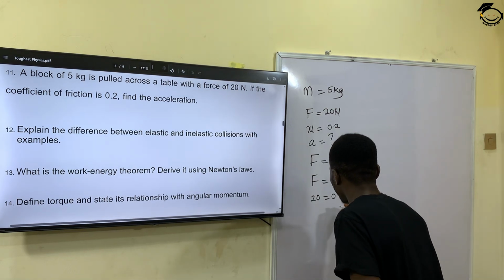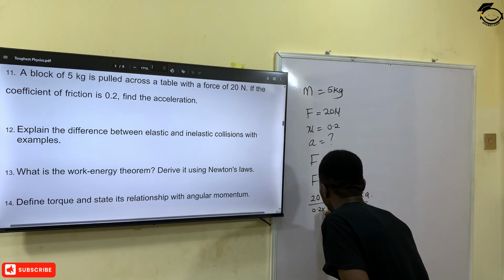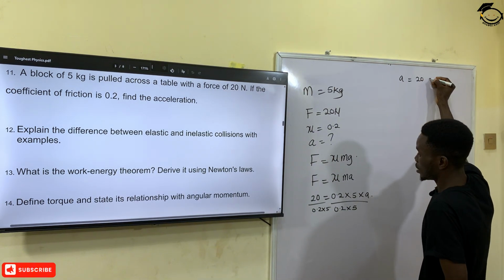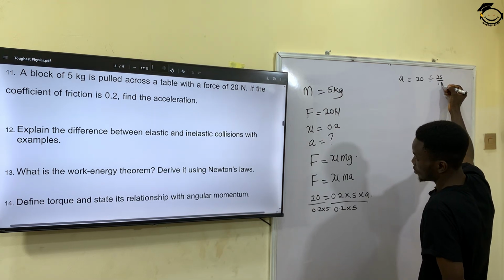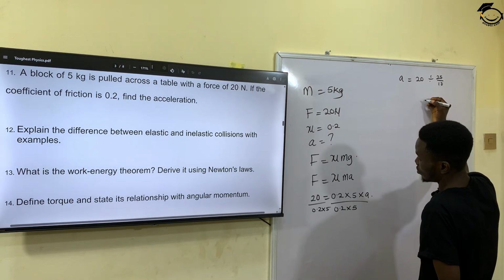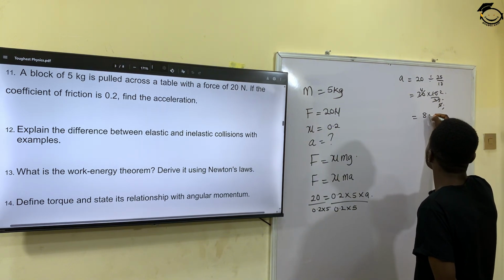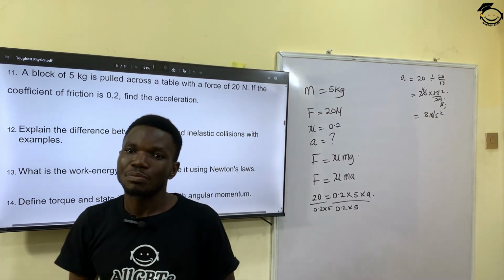So this is the same thing as saying that I divide both sides by 0.2 times 5. So I have my A equal to 20 divided by 25 over 10. So this will give me 20 times 10 over 25. 5 here will give me 4, 5 here will give me 5, 5 here 1, 5 here 2. So at the end of the day, I'll get 8 meter per second square. So it means that the acceleration of this body is 8 meter per second square.